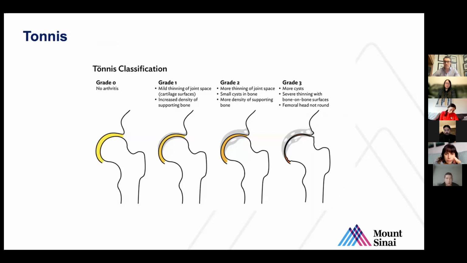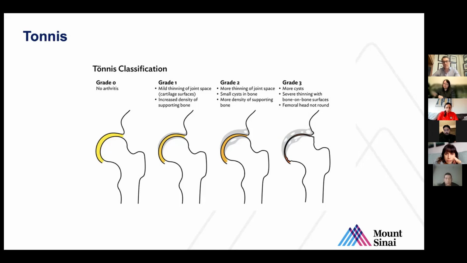Grade 2 is increased thinning, but basically it's when you see some subchondral cysts. And how do you get subchondral cysts? It's because you have some cartilage damage. With cartilage damage, you have increased point loading in that region, and that leads to cystic formation. And then grade 3 is increased cysts.